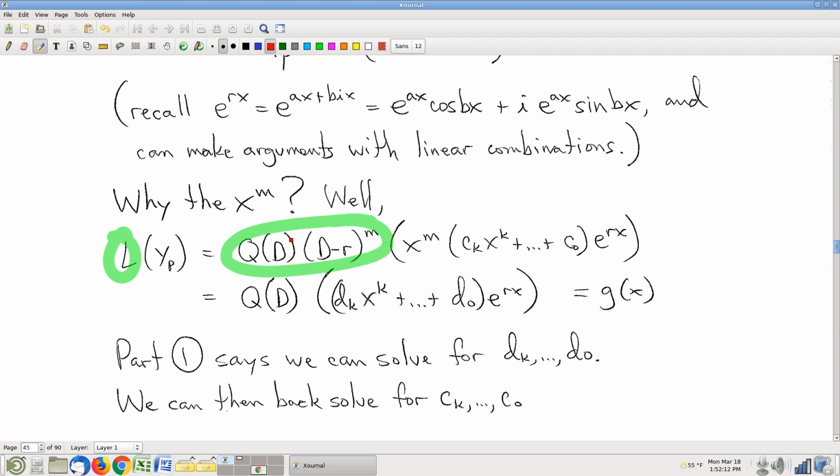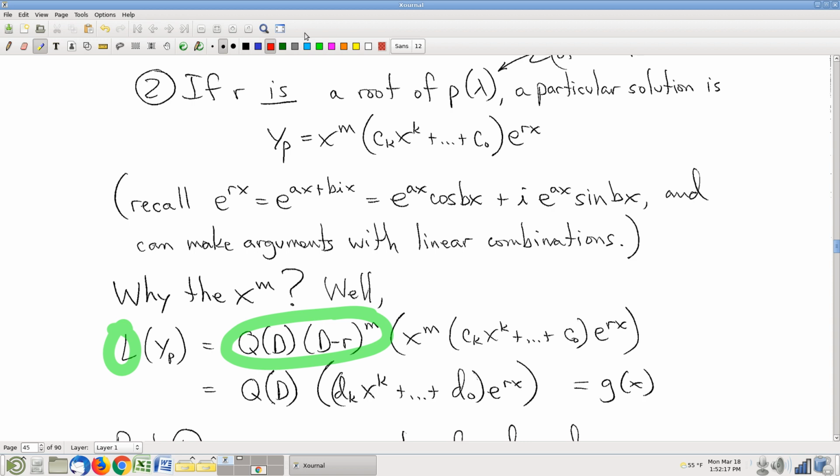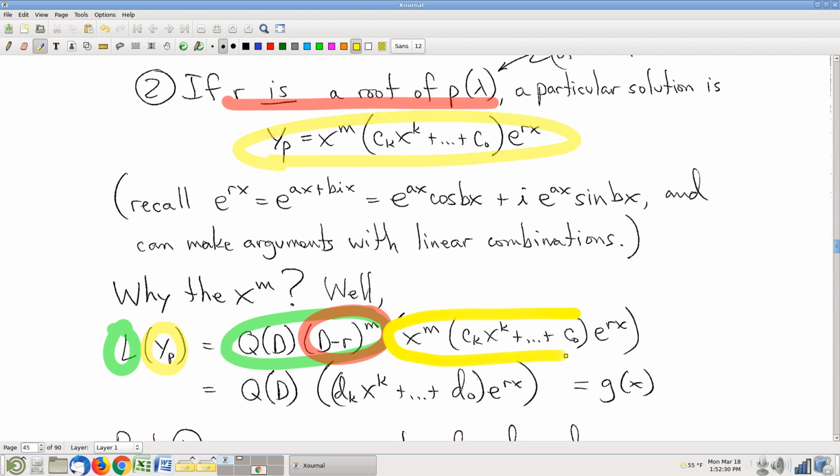Why are we guessing? Let me go back up. (D minus R) to the M. Why are we guessing this as our Y? We ask. Specifically, why are we putting this factor of x to the m in there? And it's for very similar reasons as on the previous page. We've got these (D minus R) to the M's in here that are messing things up.